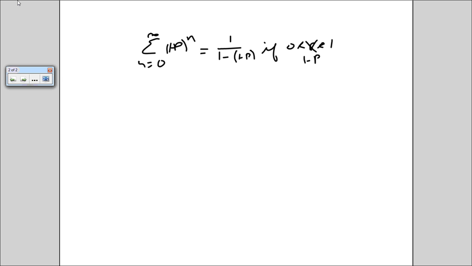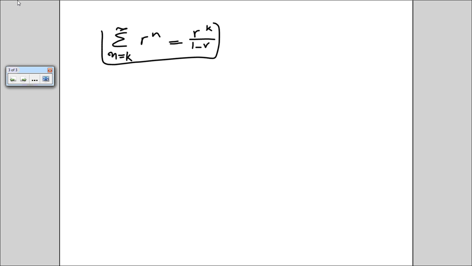Okay, wonderful. Now let's do a problem. Now, in this problem, let me give the lemma that we're going to use up front. We're going to talk about the summation of r to the n again. But this time, n doesn't start at 0 or 1. It starts at k and goes to infinity. And you can prove that this is r to the k over 1 minus r. That's just something that's known.